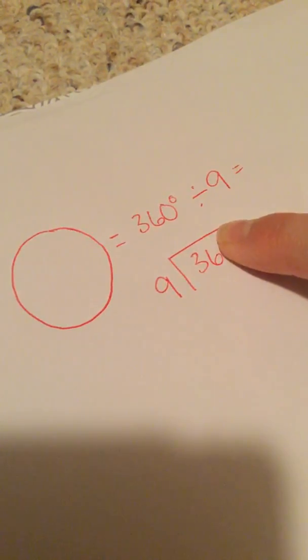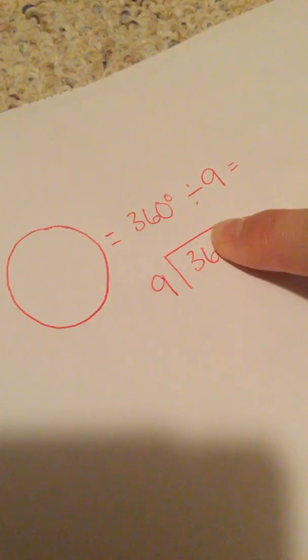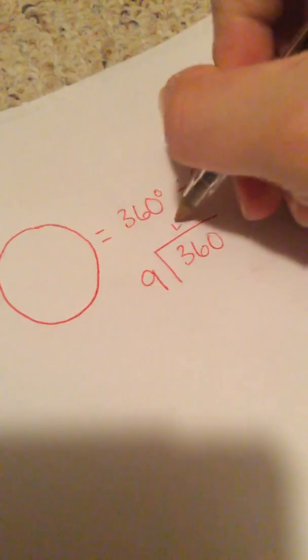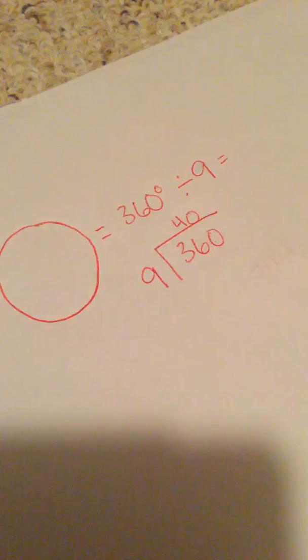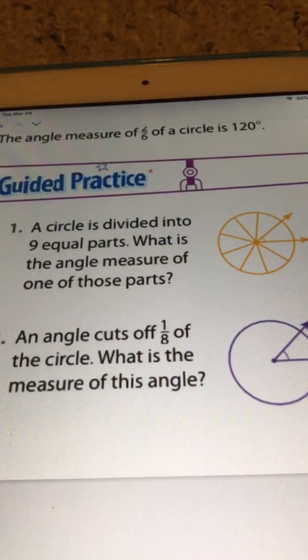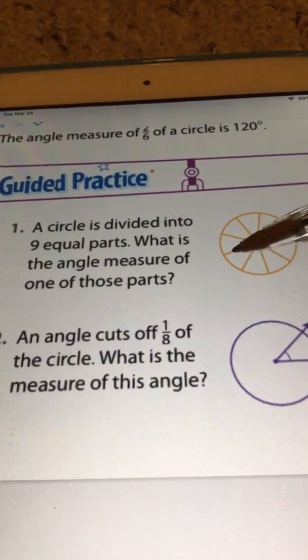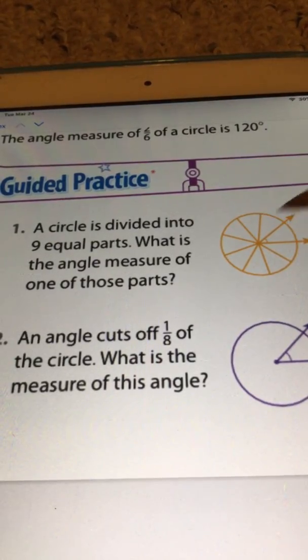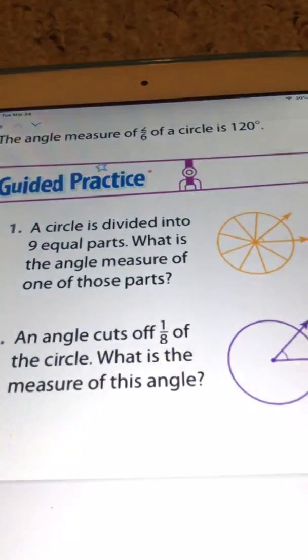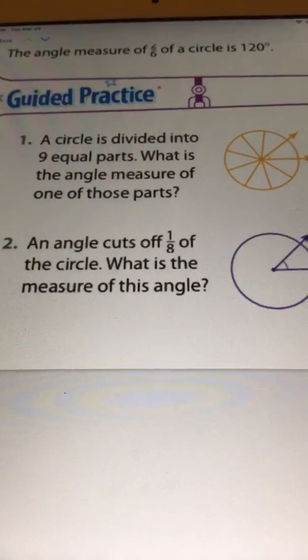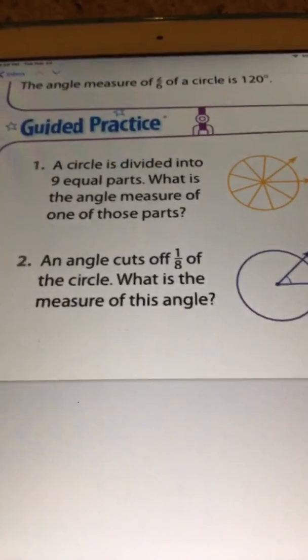Cover up your 0. How many times can 9 go into 36 without going over? 9, 18, 27, 36. 4 times. I have my 4. You have 1 extra 0. 40 is your answer. So it says if a circle is divided into 9 equal parts, what is the angle measure of each one of those parts? It's 40. So it'd be 40, 40, 40, 40, 40, 40, 40. 40 times 9 is 360. That's where those numbers come from. Okay? Number 2, you're going to try that one on your own.